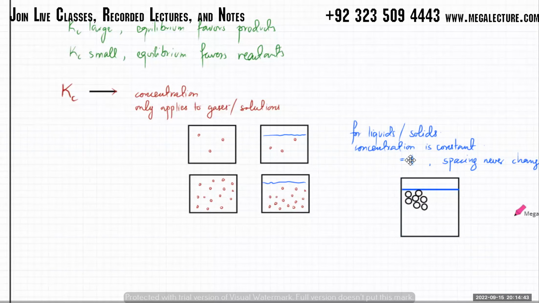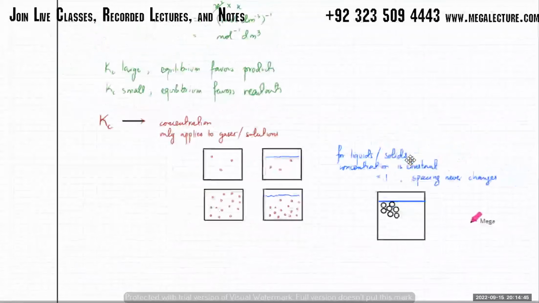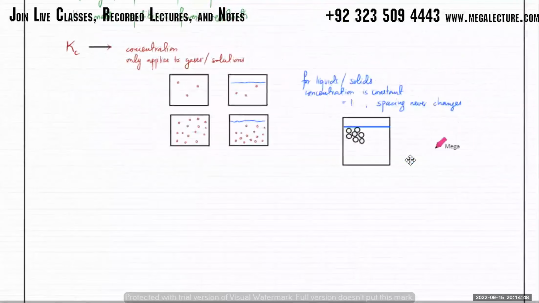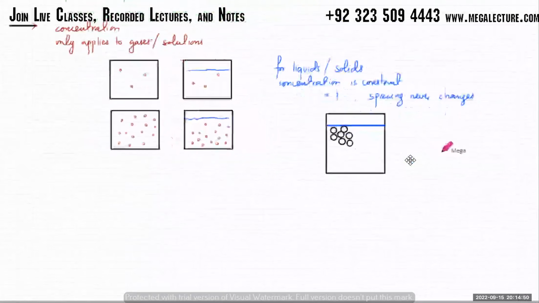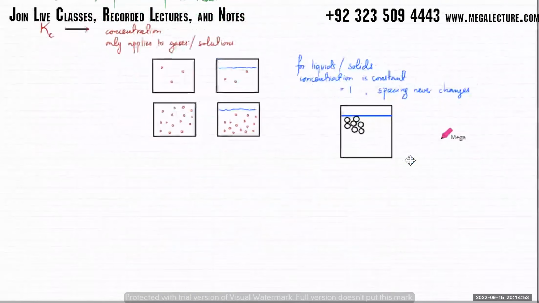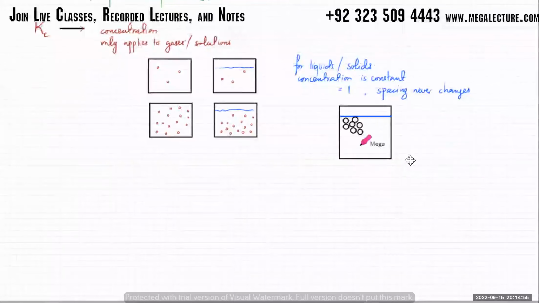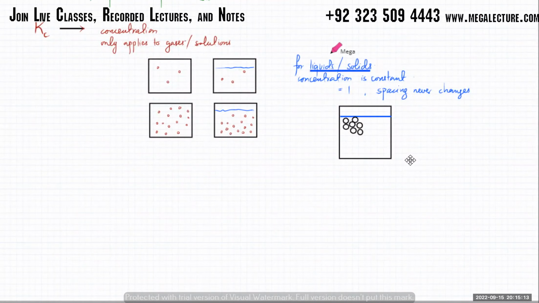So what do we do next? Next, you're going to get two types of questions about calculating Kc. Let me take a small example and add it here. Substances that are liquid and solids are not written in the expression. If you take them as one, then you're effectively not writing them in the expression. So liquids and solids are not written in Kc expressions.